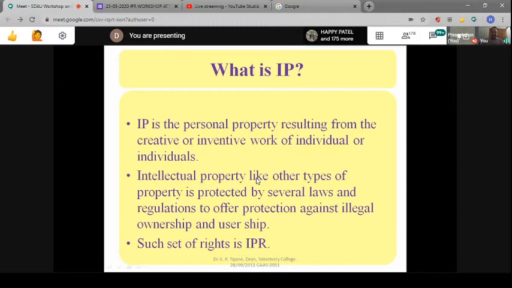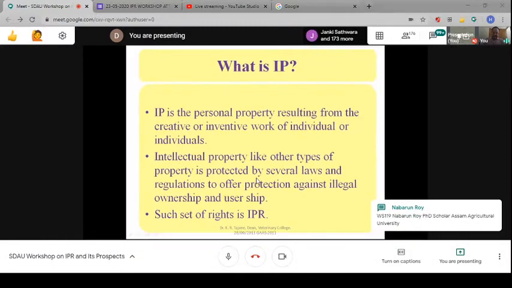Once the property is there, you must protect it. You must prevent misuse, and you must prevent misrepresentation of ownership. To protect this, we have to formulate certain laws, acts, rules and regulations. So we have to create a legal framework. This legal framework, or set of rules and regulations which governs intellectual property, is known as intellectual property rights. So I think it is clear what intellectual property is and what intellectual property rights are. Now let me change the slide.